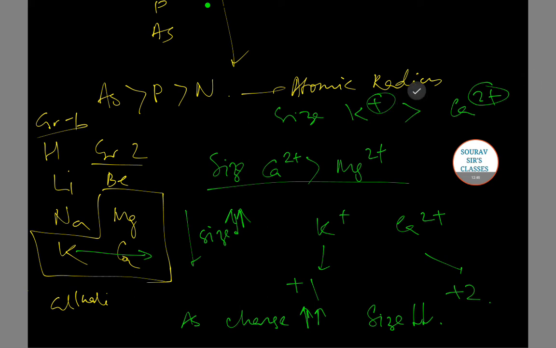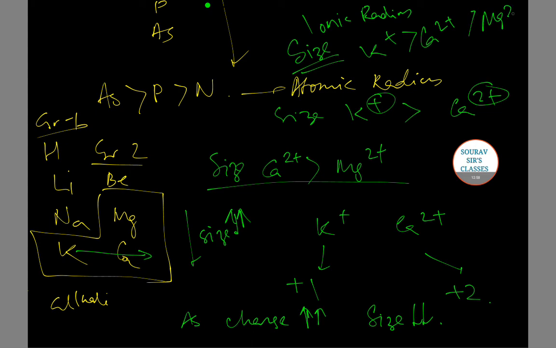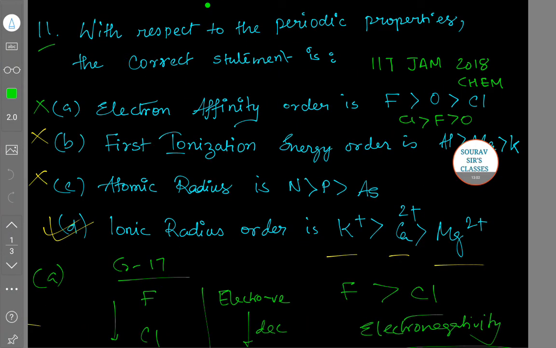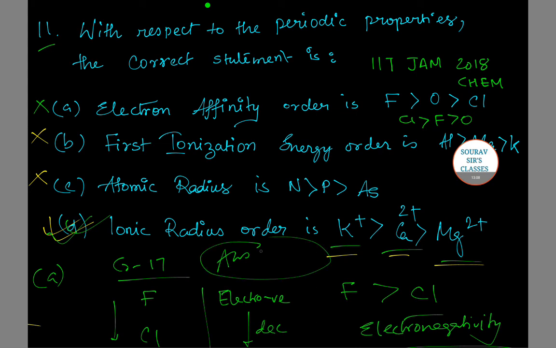So overall the ionic radius order will be something like K plus greater than Ca2 plus greater than Mg2 plus, and if we refer to the question itself, that is the option number D. So the answer is option D.